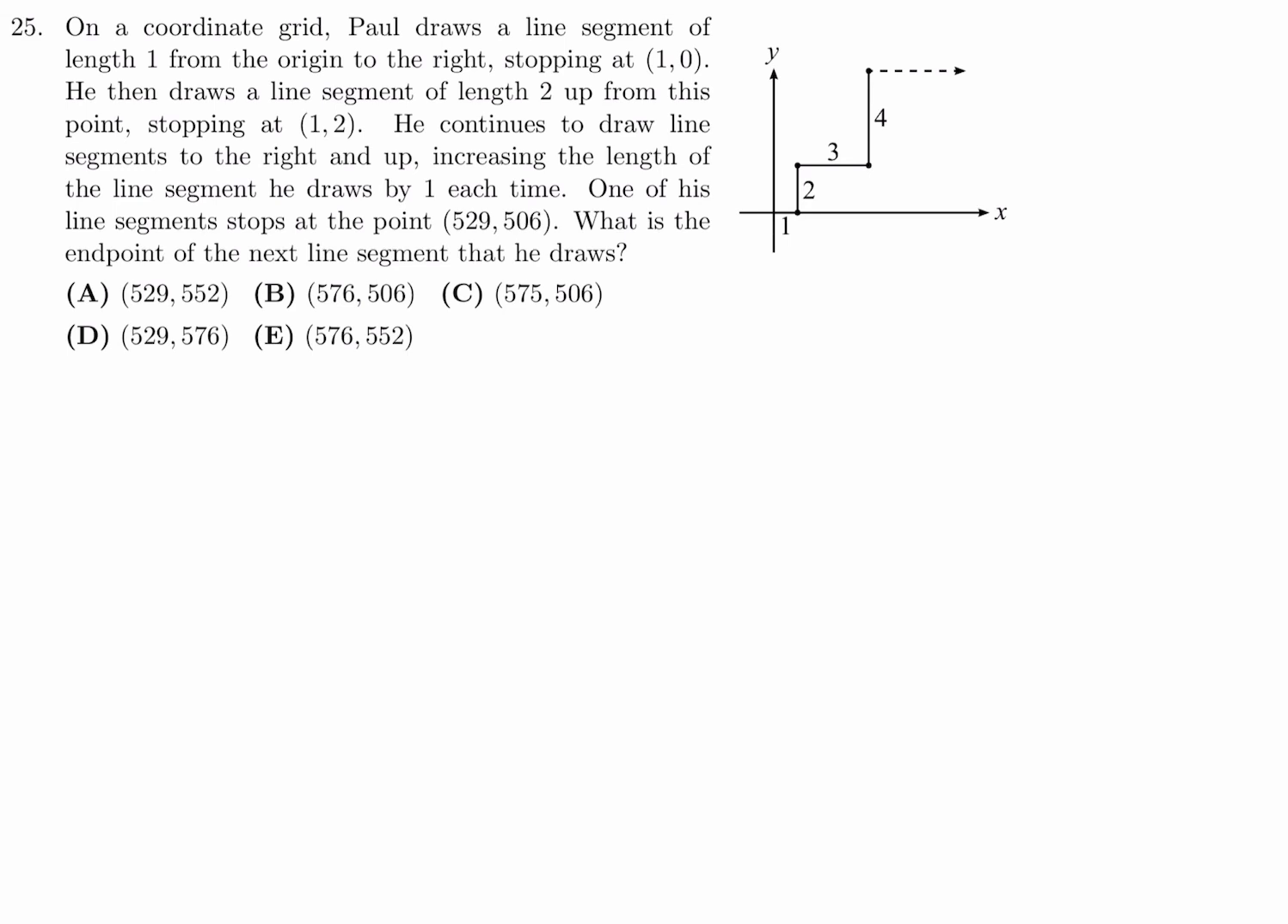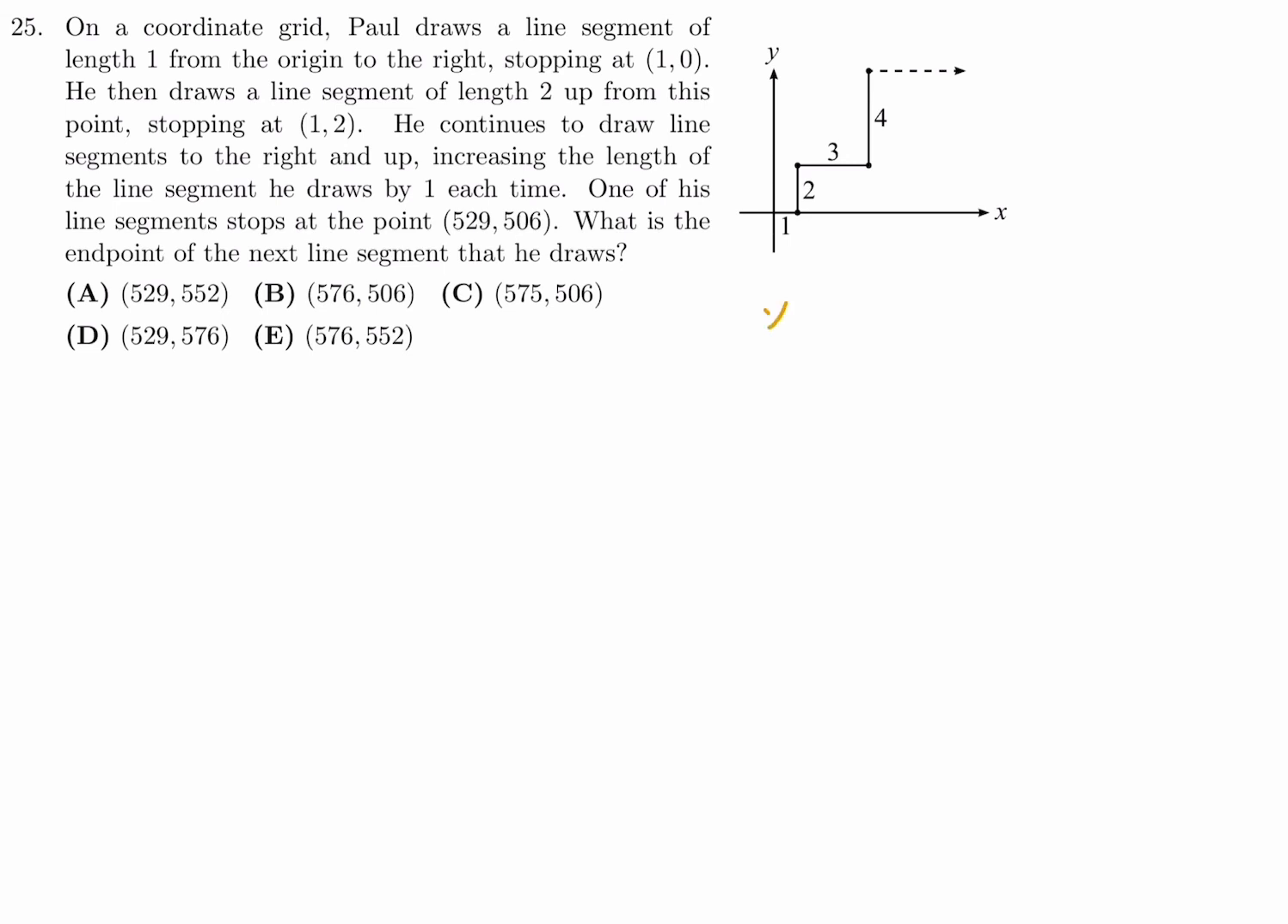On a coordinate grid, Paul draws a line segment of length 1 from the origin to the right, stopping at (1, 0). He then draws a line segment of length 2 up from this point, stopping at (1, 2). He then continues to draw line segments to the right and up, increasing the length of the line segment he draws by 1 each time. One of his line segments stops at point (529, 506). What is the end point of the next line segment that he draws? Well, if you look at this diagram, they've drawn obviously just the first few.